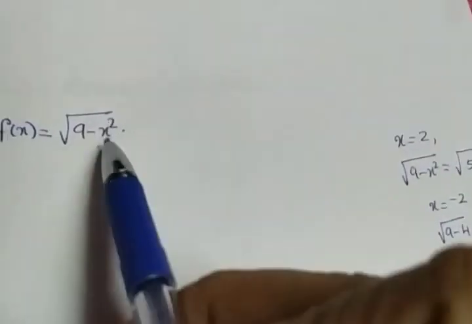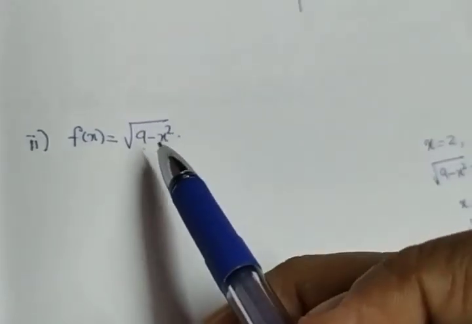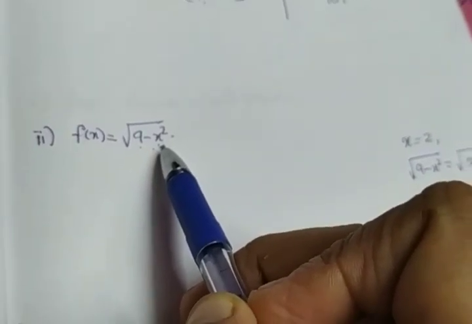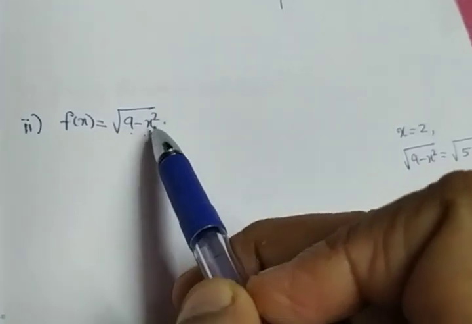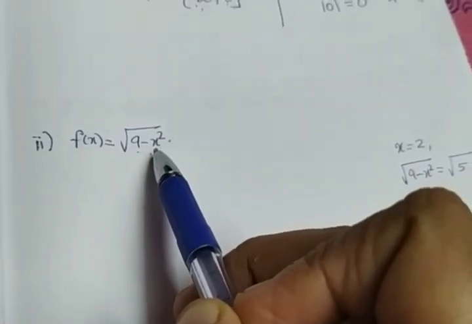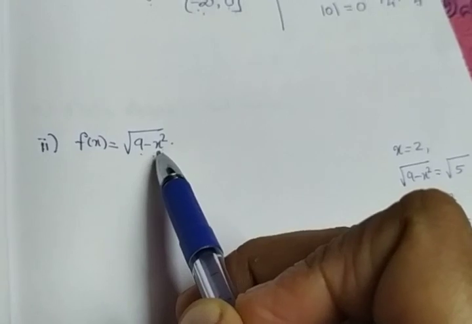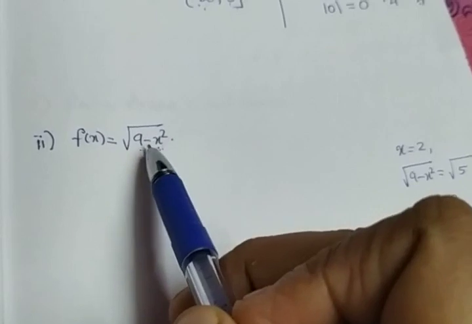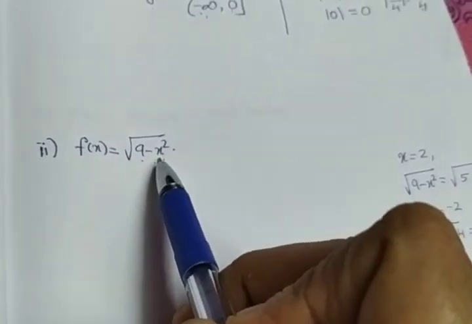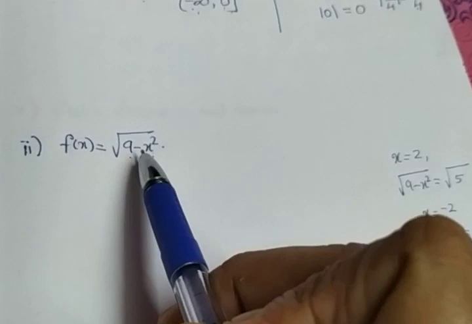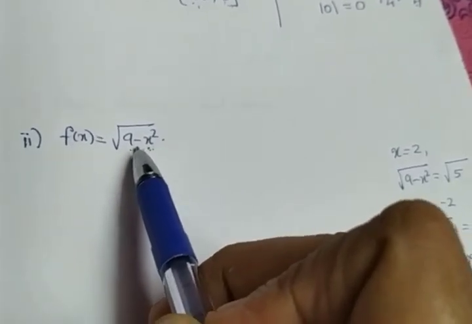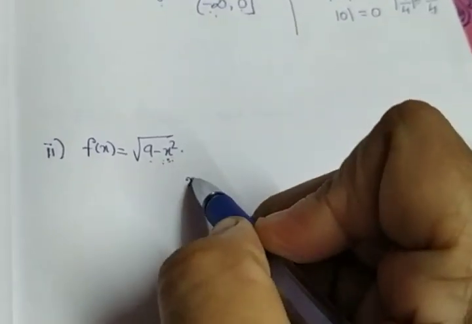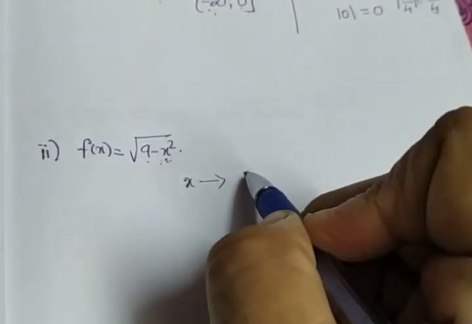Why? Because if I substitute 4, we are getting a negative value. If I substitute minus 4 also, we are getting a negative value inside the square root, which we don't know the value of. Again, if I substitute the value of x as 5, 6, 7, 8 or minus 5, minus 6, minus 7, minus 8, etc., the same condition holds. Root of a negative number comes. So x cannot take a value greater than 3. If it takes the value 3, we get 9 minus 9, which becomes 0. Root of 0 is defined. Okay, so the maximum value x can take is 3.